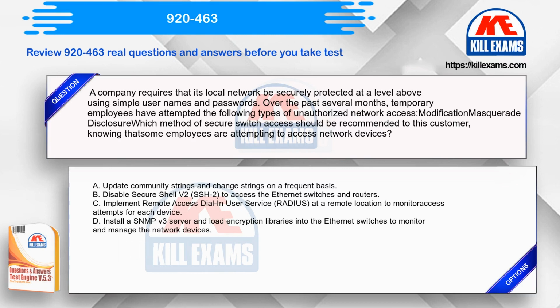network devices? Option A. Update community strings and change strings on a frequent basis. Option B. Disable secure Layer 2, SSH2, to access the Ethernet switches and routers. Option C. Implement Remote Authentication Dial-In User Service, RADIUS, at a remote location to monitor access attempts for each device. Option D. Install an SNMPv3 server and load encryption libraries into the Ethernet switches to monitor and manage the network devices.